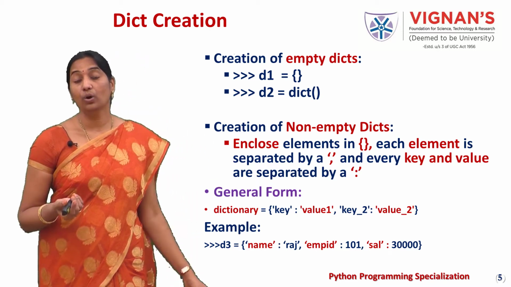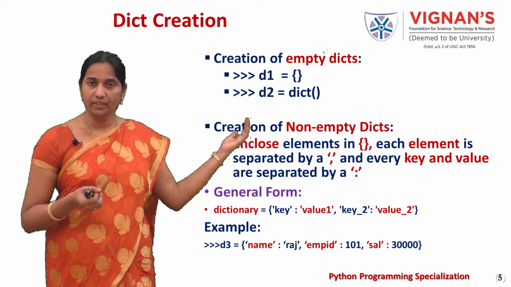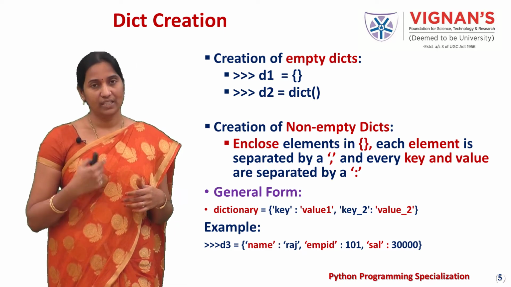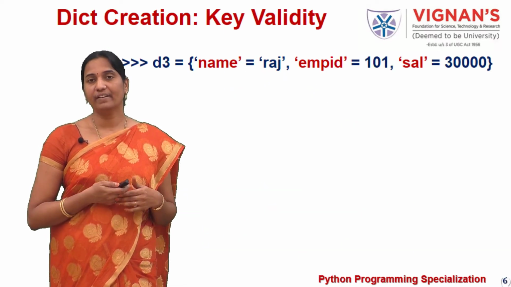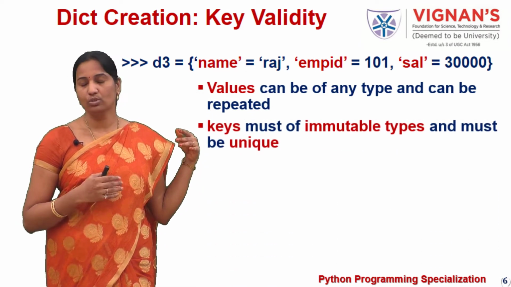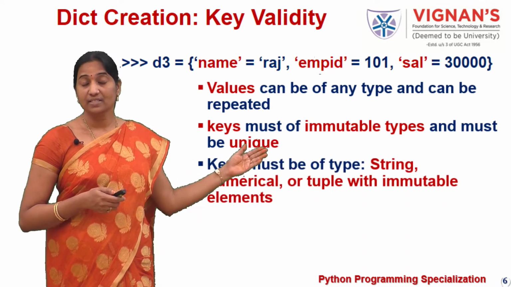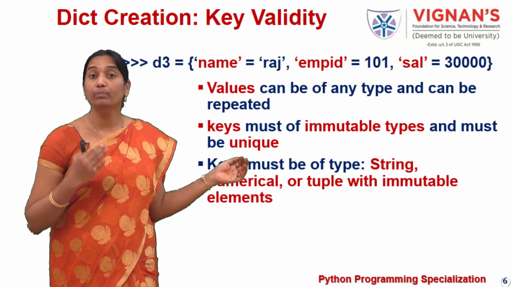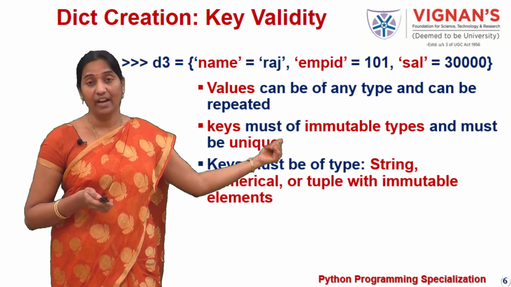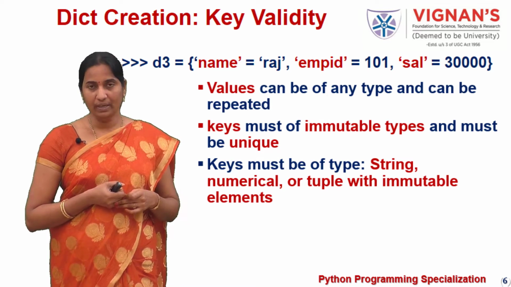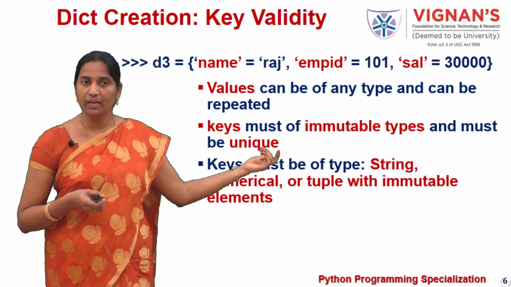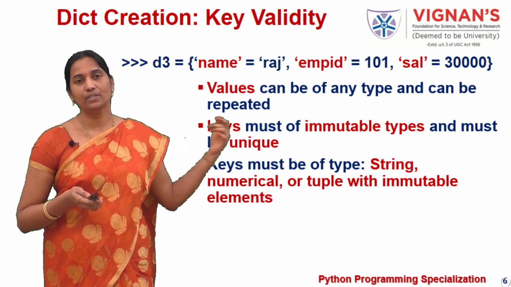So now we understand how a dictionary can be created, a non-empty dictionary and an empty dictionary. Now let's see what types are valid for the key and value pairs. For the value of a dictionary, we can have any type and there is no restriction at all, and the values are also allowed to be repeated, whereas keys of the dictionary must be of immutable type. You cannot have two different elements in the dictionary with the same key values. As keys are of immutable type, only string types, numerical types, or tuples with immutable elements are valid for the keys of the dictionary.